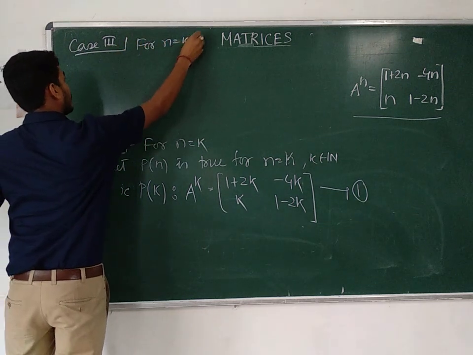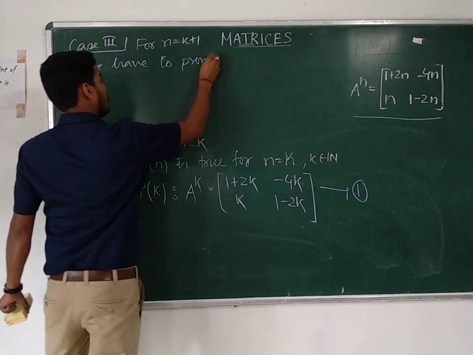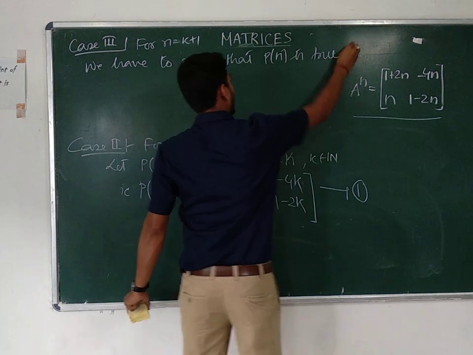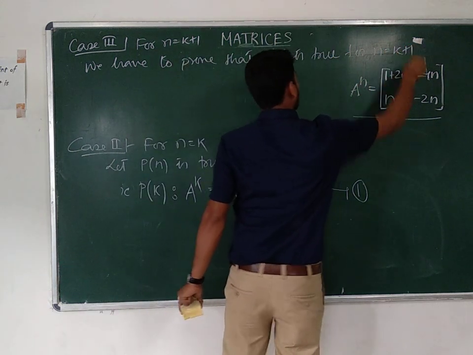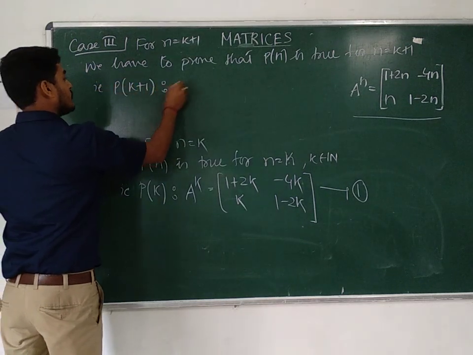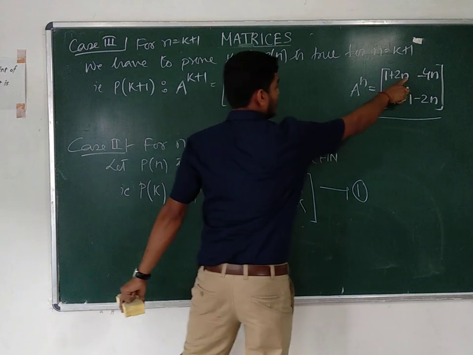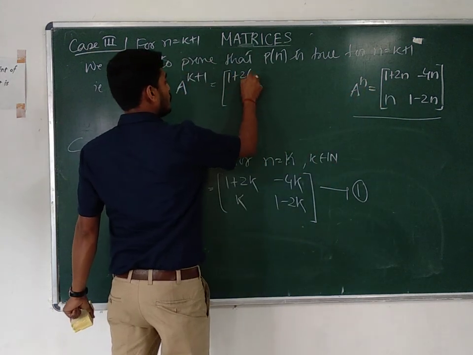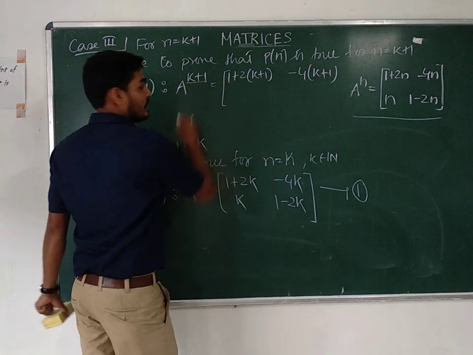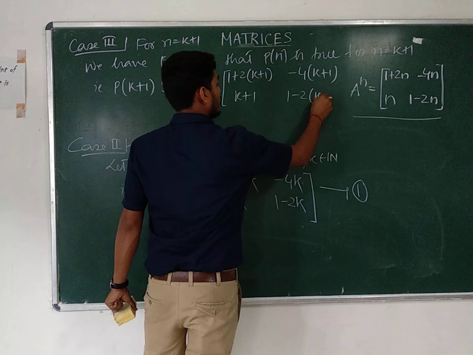n is equal to k plus 1. We have to prove that P of n is true for n is equal to k plus 1. That is, P of k plus 1. The left hand side will be A to the power k plus 1. What is the right hand side? Wherever n is there, in place of n you have to write down k plus 1: 1 plus 2 into k plus 1, minus 4 into k plus 1, and 1 minus 2 into k plus 1.